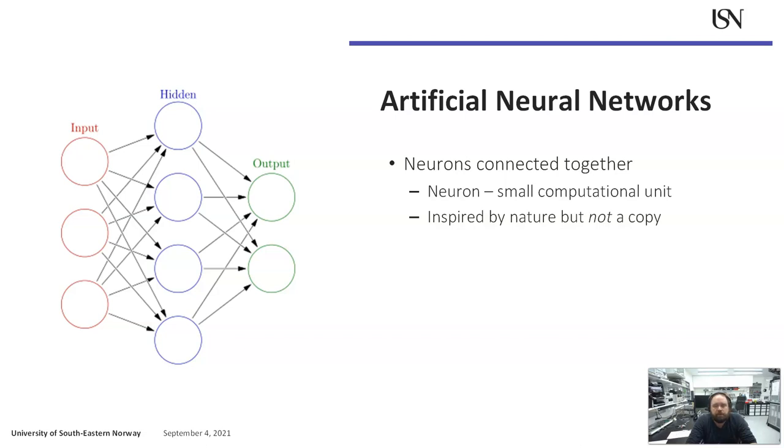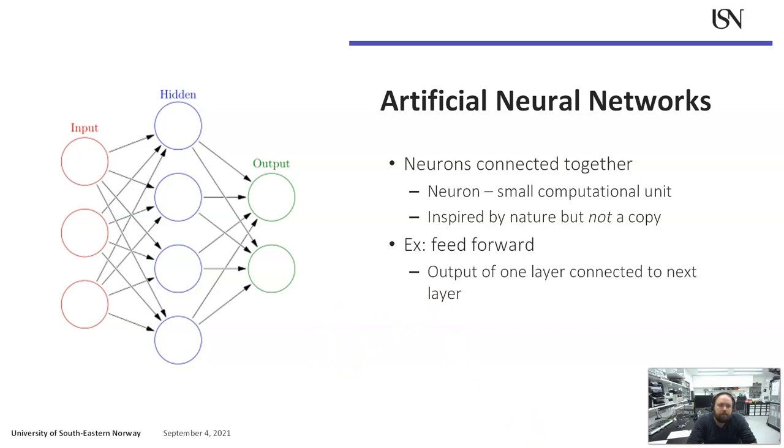I mentioned before that this is typical of machine learning methods, that you have some very simple building blocks connected together in large numbers to form very complex structures. And this is indeed true of neural networks as well. It's interesting to note that neural networks is inspired by nature. It was never intended to in any way copy or simulate the way a biological neural network or biological brain works. Nobody's really thinking that an artificial neural network is a copy of nature in any way. It's inspired by it, but it's not intended to be a simulation or a copy.